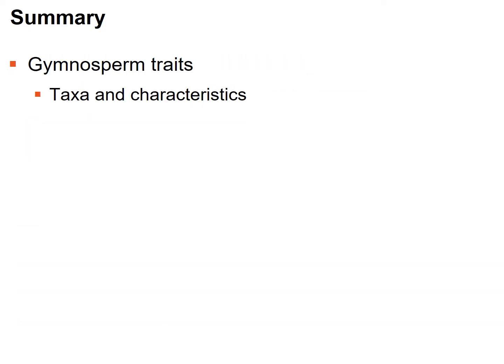All right, so that summarizes the main traits of the gymnosperms, and why they're called gymnosperms. They have naked seeds, meaning that they're exposed on the sporophylls. We talked about the taxa. There are four major groups, and the characteristics of each of those groups. I think we're ready for the angiosperms.